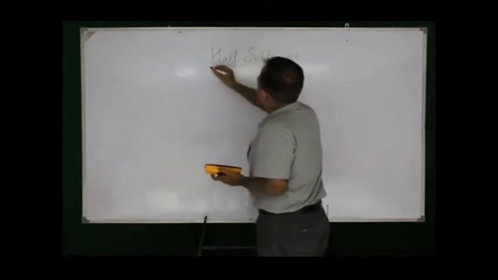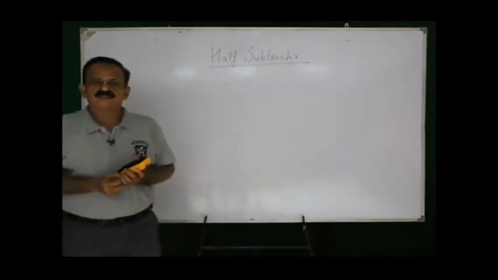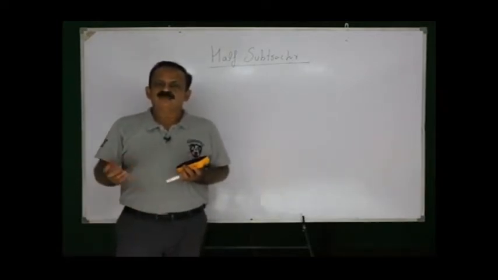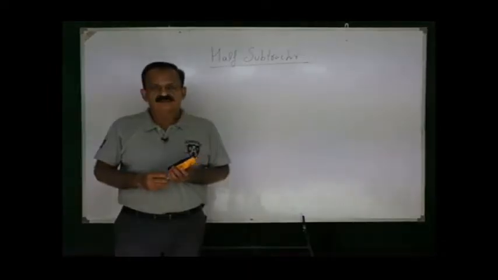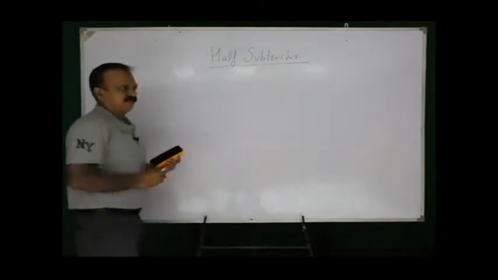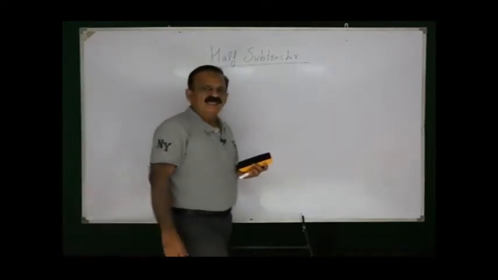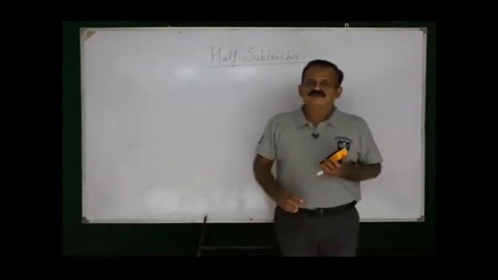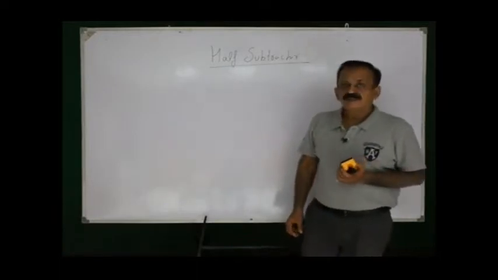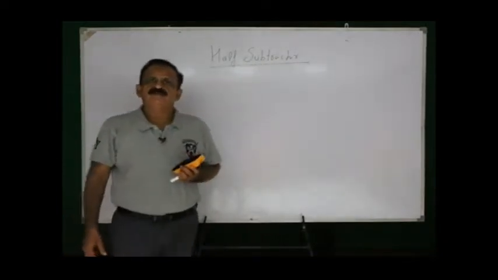Half subtractor. Half subtractor is a circuit which is used to subtract 2 bits, like A minus B. This is what I want to implement, and the circuit for implementation will be half subtractor. As we do in the combinational circuit, we will start with the designing process, and first of all we will find out the truth table for this half subtractor. Truth table basically means a table showing all input output combinations.